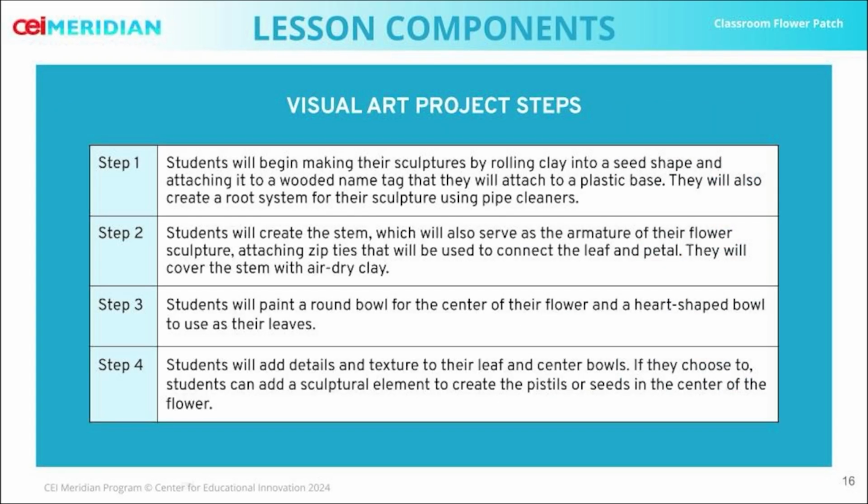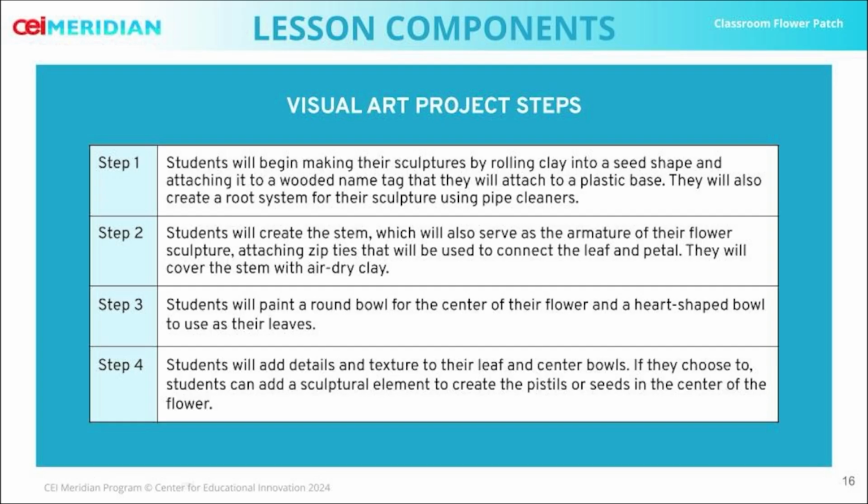For the visual art project steps, on day 1, students will begin making their sculptures by rolling clay into a seed shape and attaching it to a wooden name tag that they will attach to a plastic base. They will also create root systems for their sculptures using pipe cleaners. On day 2, students will create the stem, which will also serve as the armature of their flower sculpture, attaching zip ties that will be used to connect the leaf and petal. They will cover the stem with air-dry clay.